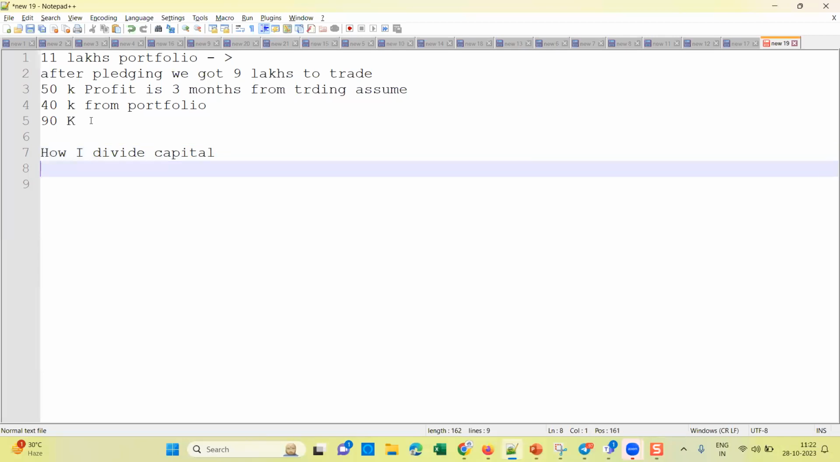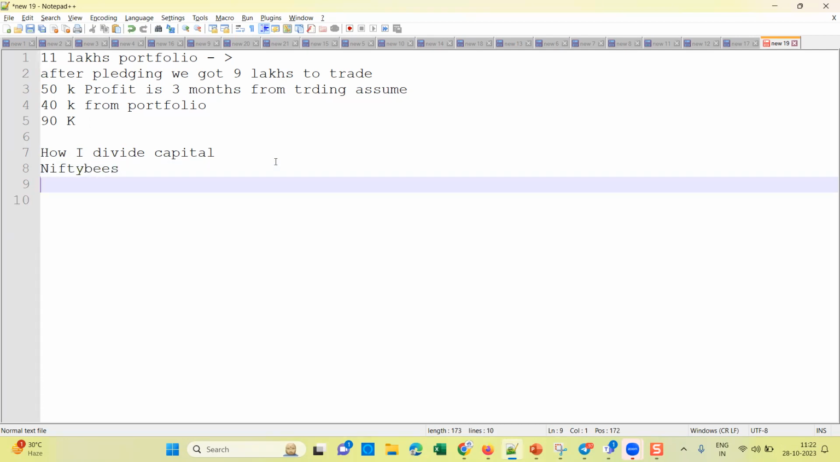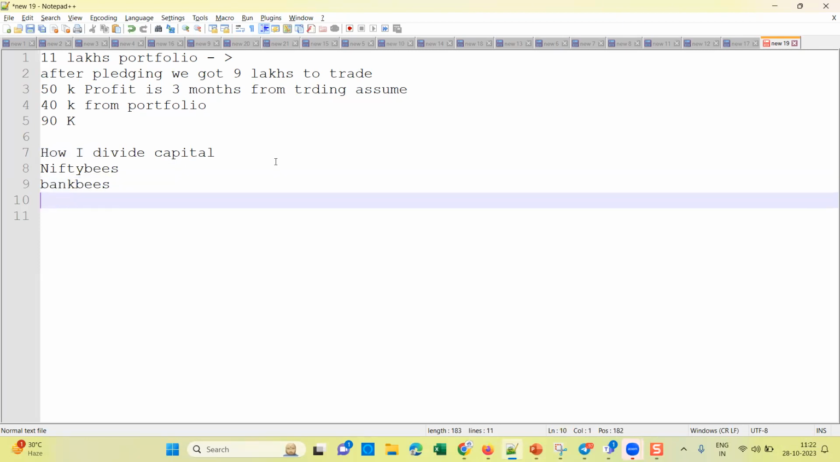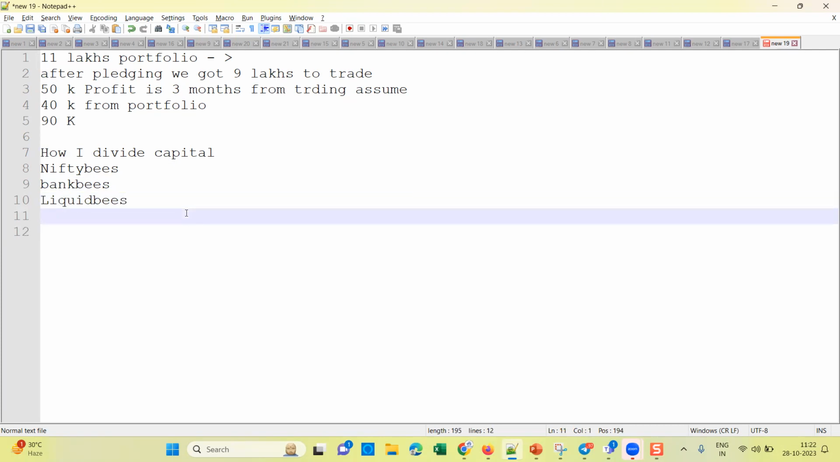How I divide my capital to invest? Okay. Usually I choose Nifty 20, Bank 20, Liquid 20. So these 3 Bs, around 50% of my capital I have invested in these Bs.